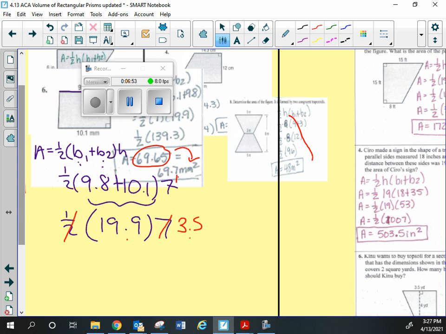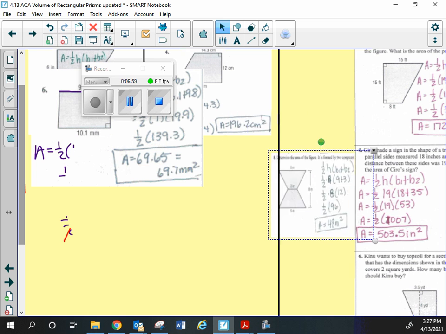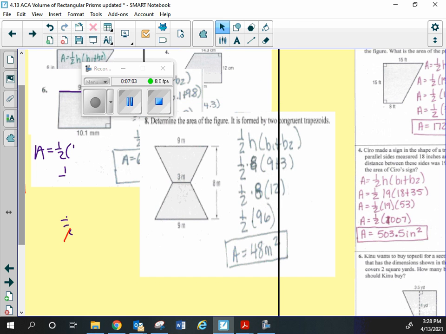I'm also going to talk about number 8. It was this weird one. Okay, what do y'all see in that picture? Two trapezoids stacked on top of each other, and we want to find the area of both. Okay? It also says that they are congruent, which means that they are the same. So I can find the area of one of them and then multiply it by 2.